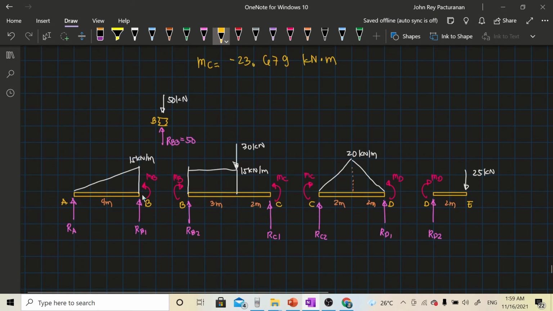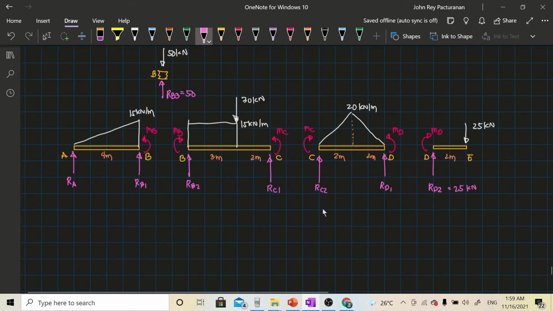Likewise, wag ko na masyadong pahirapan yung sarili ko dito. In span DE, wala naman tong ibang reaction, yung R dito nyo, kundi maging 25. Okay? So, maging 25 kilonewton. And yung MD, alam naman natin na negative 50 yan eh. But for formality, sige lang. Kasi nga, ang goal lang naman natin for this problem is to solve for the reactions. Okay? So, ito na lang: RA, RB1, RB2, RC1, RC2, and RD1.